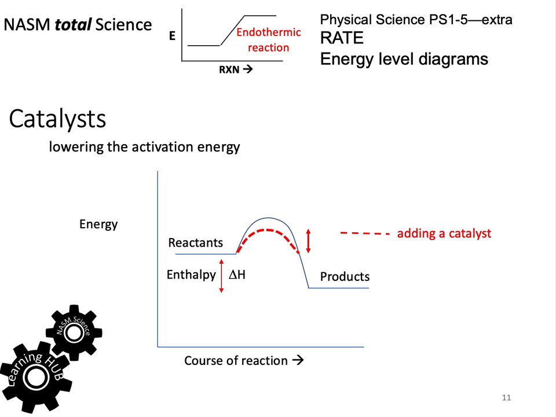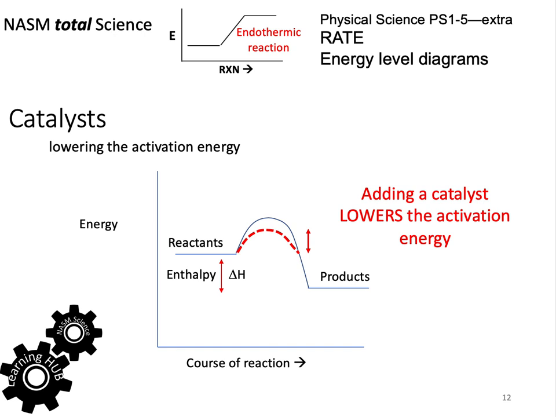Now, when you add a catalyst, you get the dotted line. The energy required to make that activated complex in the presence of catalyst is lower. So adding a catalyst lowers the activation energy, makes the reaction easier to take place because you're adding less energy, and the reaction will occur faster.